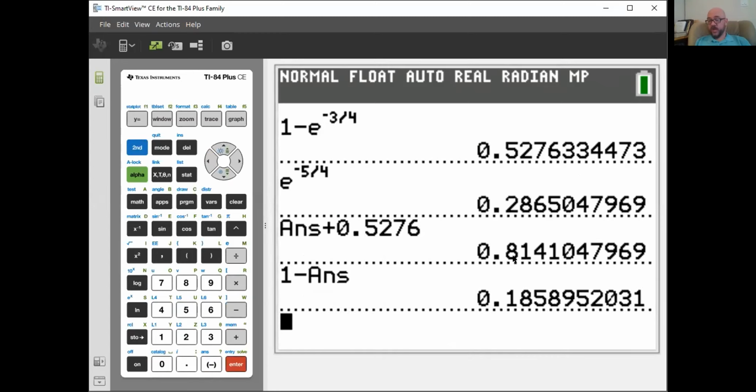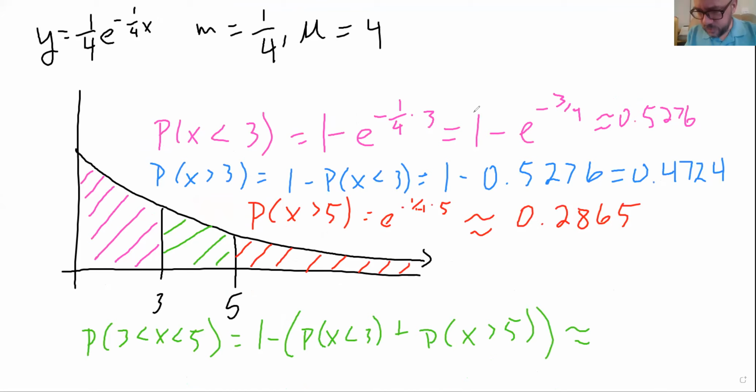0.1859, which I could have done very easily by subtracting this from 1, right? Like 9, 9, 9, 10. So I need 1, 8, 5, and then 9 to make 10. So 0.1859. All right, let's go put that on our whiteboard. 0.1859. Thereabouts.